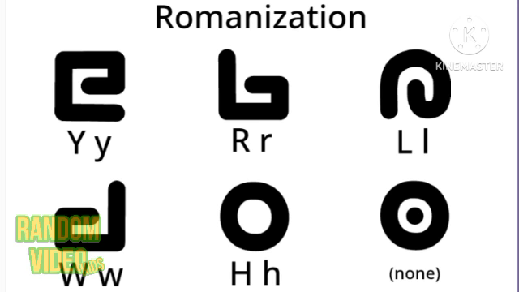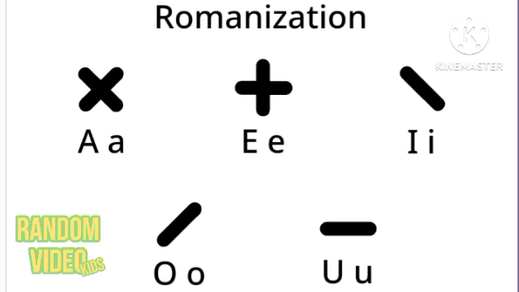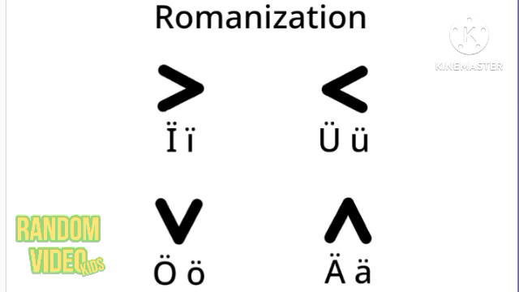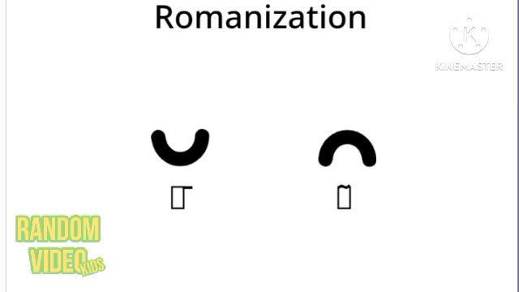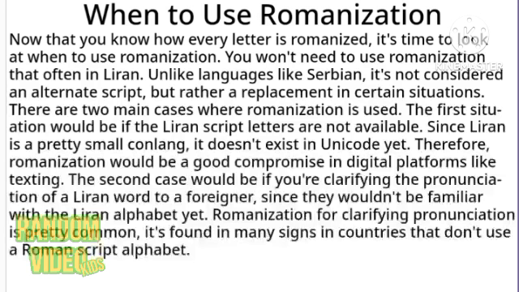Aleph has no romanization because it's silent. A, E, E, I, O, U, U, I with umlaut. U with umlaut. O with umlaut. A with umlaut. Long sign, macron. Nasal sign, tilde.